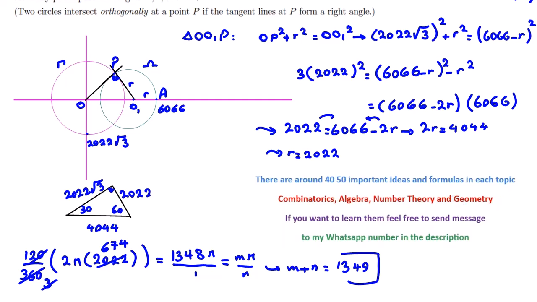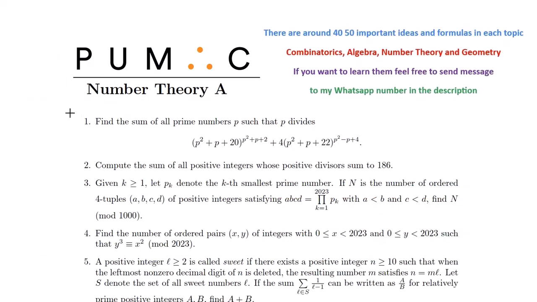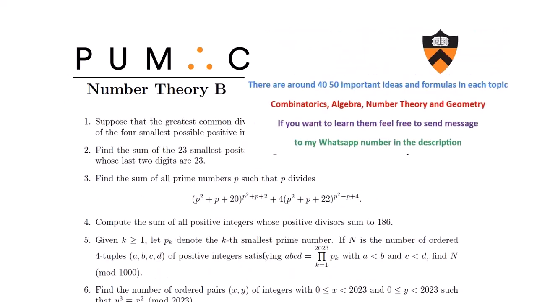Okay, now for number theory, division A, we want to solve the first problem. In division B, let's see, it is problem 3. So in division A, it is Q1. So try this problem first on your own.